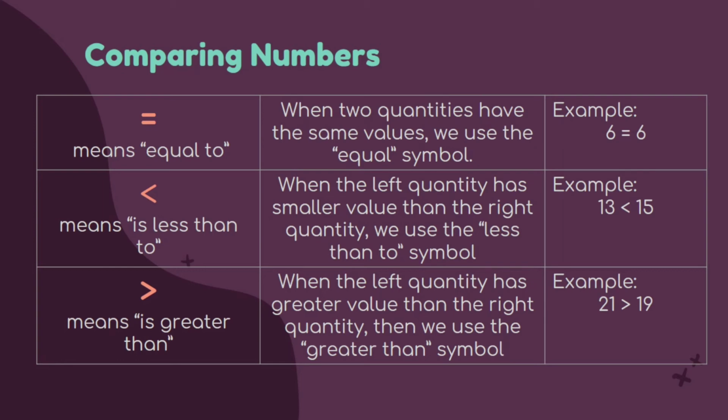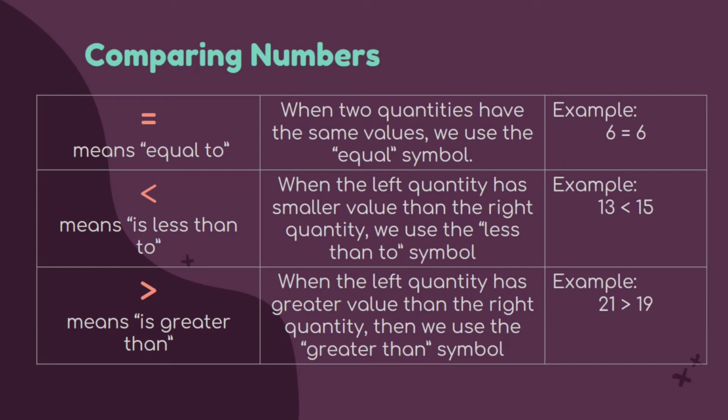For example, 6 is equal to 6. The left quantity, which is 6, has the same value with the right quantity, which is also 6. So we use the equal symbol. 6 is equal to 6.